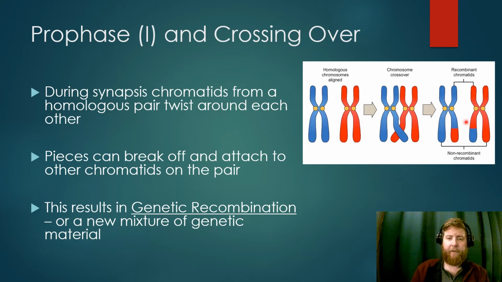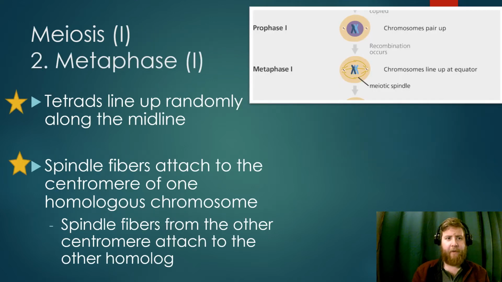This is why siblings don't look the same. This is why we have so many different human traits, because of this process here. And this is during prophase 1.